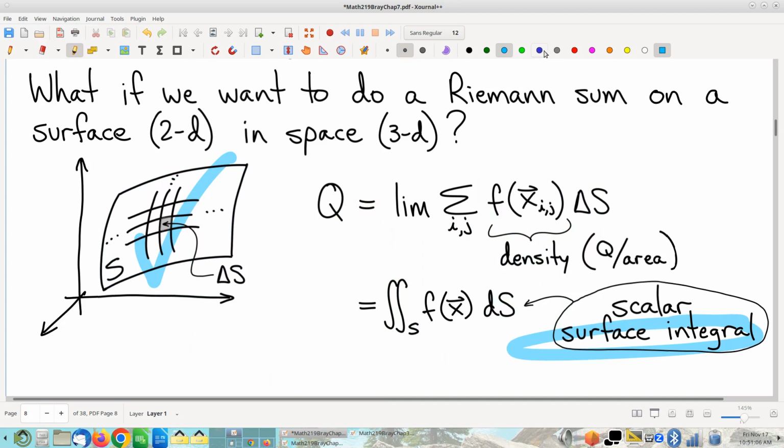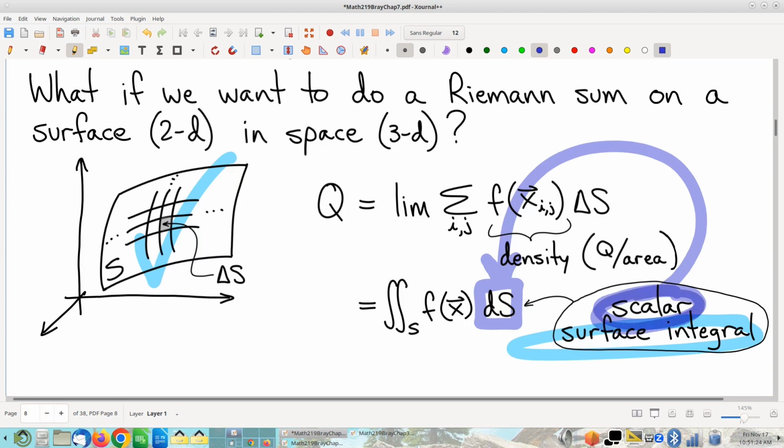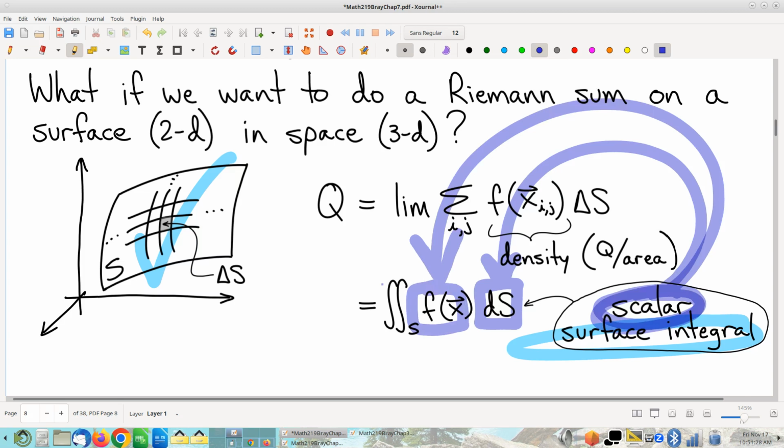And you might even get the idea of why we call this a scalar surface integral, and it's because my differential here is fundamentally a scalar quantity. That's area. Not a vector. It's just a scalar, just a number. And then likewise, analogously, my integrand, also just a scalar. So, scalar surface integral.